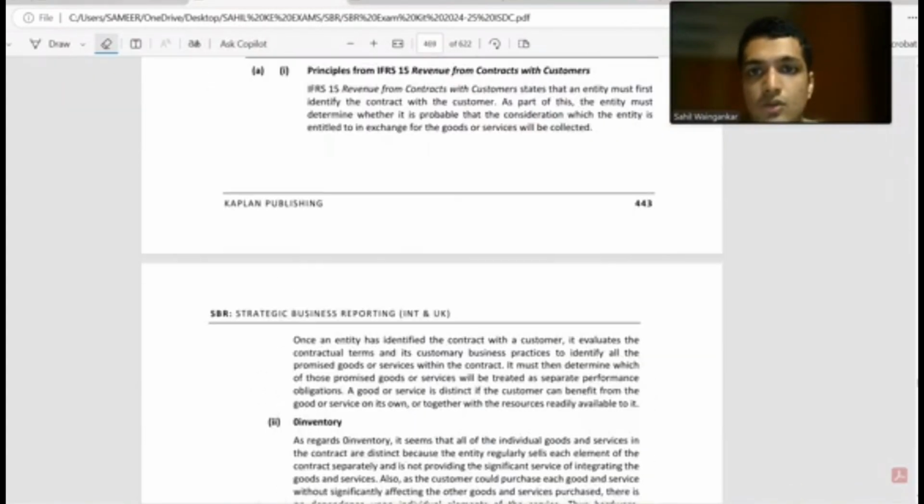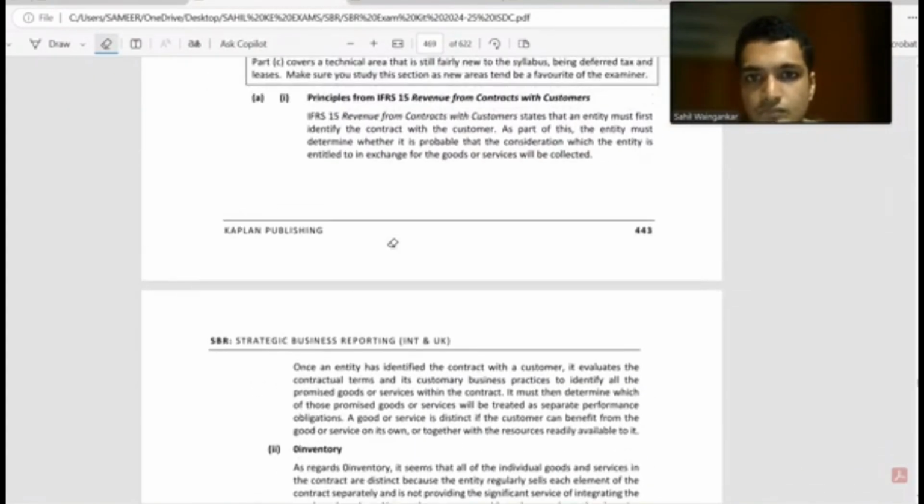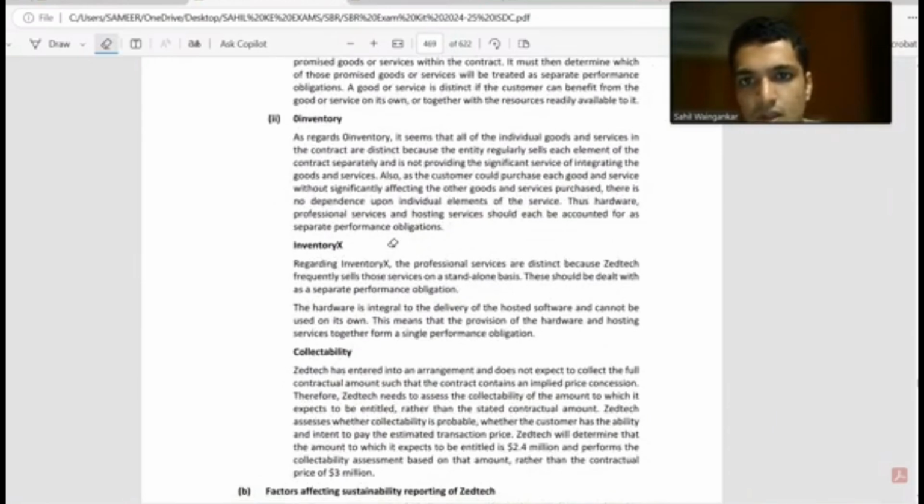देखते हैं साथ में से इन्होंने क्या लिखा है. As regards to zero inventory, it seems that all of the individual goods and services in the contract are distinct because the entity regularly sells each element of the contract separately and is not providing the significant service of integrating the goods or service. Perfect.